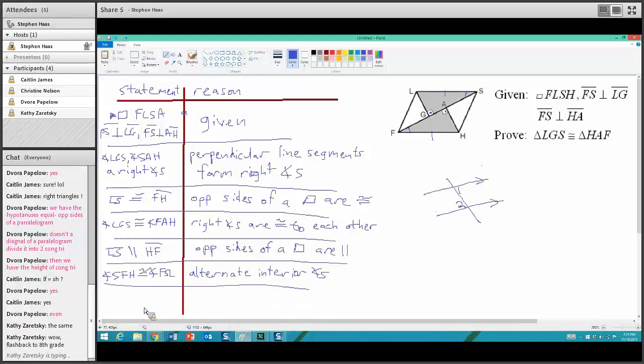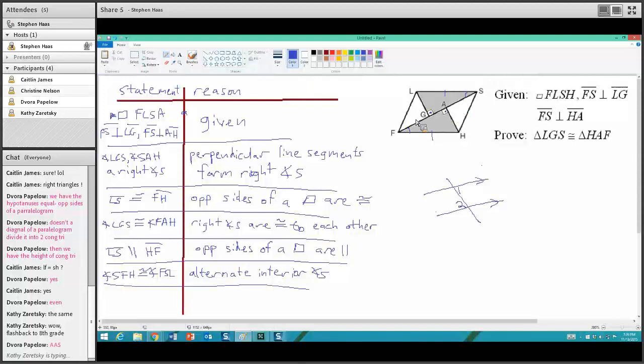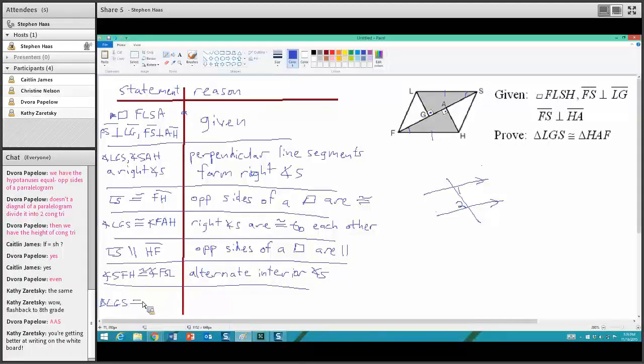Okay, and then once we have that, now we've got two angles and a side. We've got the two little blue angles over here because they're both right angles. We've got this one and this one because they're alternate interiors, and we've got these two sides already. So now we can prove that triangle LGS is congruent to triangle HAF because AAS is congruent to AAS. Thank you. Yeah, a little more practice, and we'll get even a little better at it.